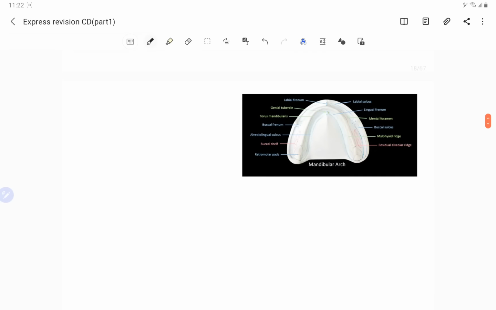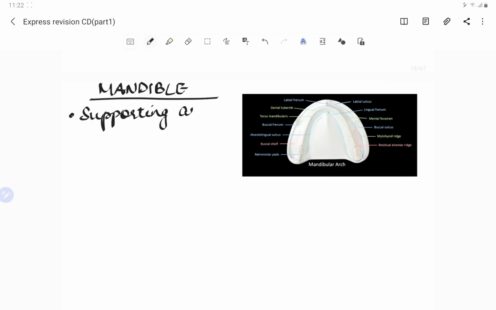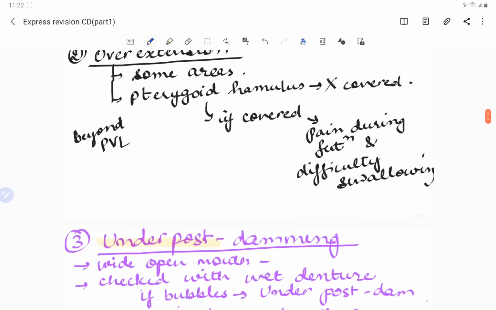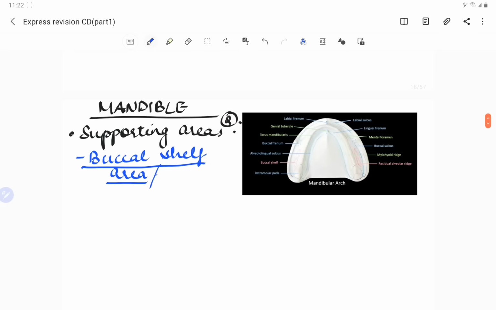Okay. So talking about the mandible. Mandible, we have already covered the supporting areas. What are the supporting areas in the mandible? Very important. Supporting areas of the mandible are very important. We have covered the buccal shelf area, or in the options, if buccal shelf area is not given, if external oblique ridge is given.